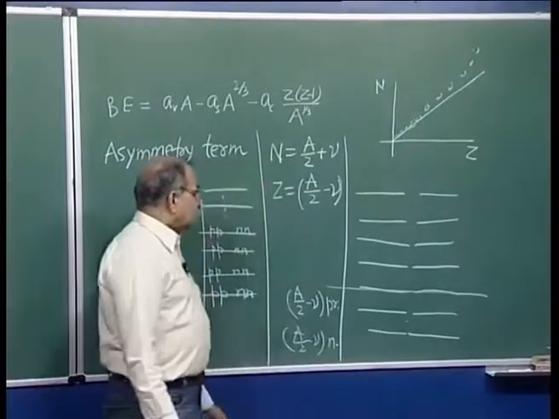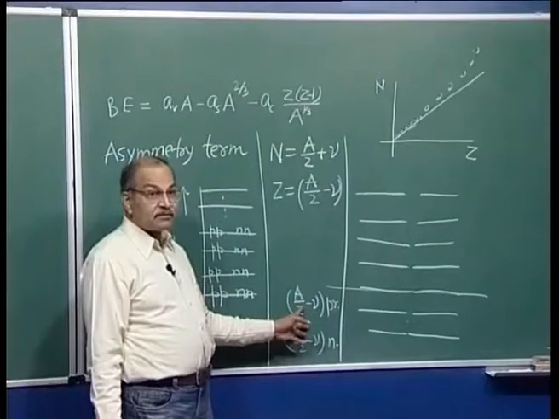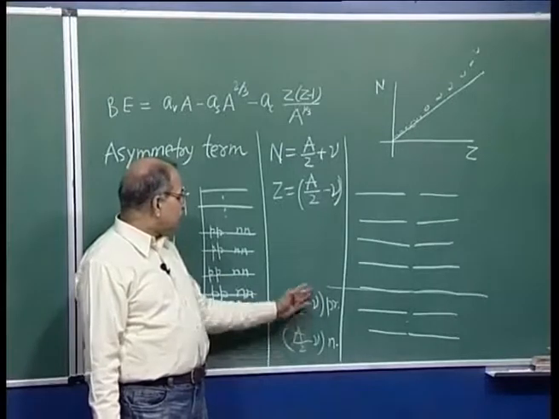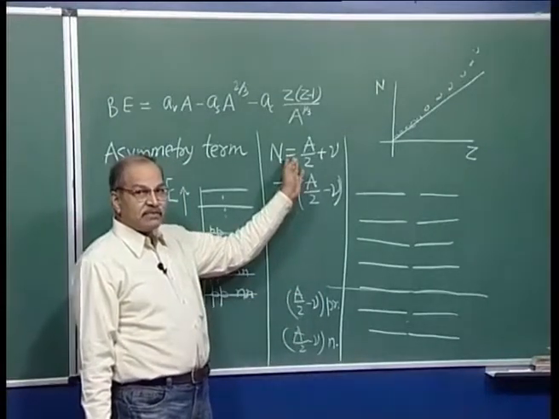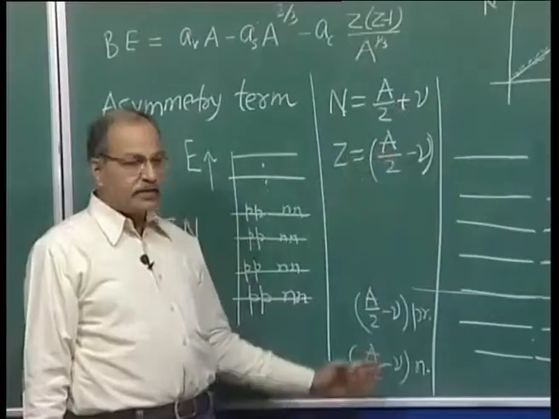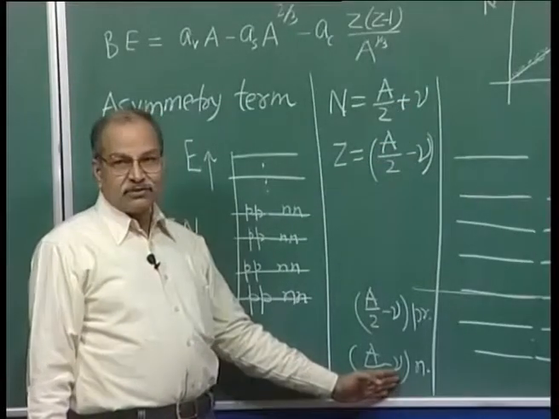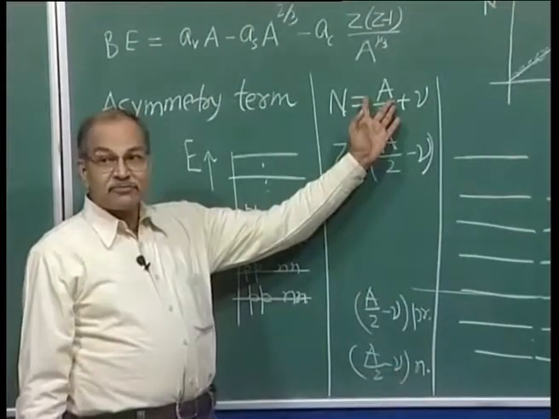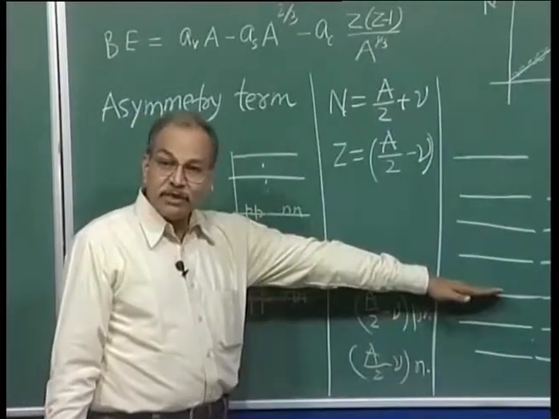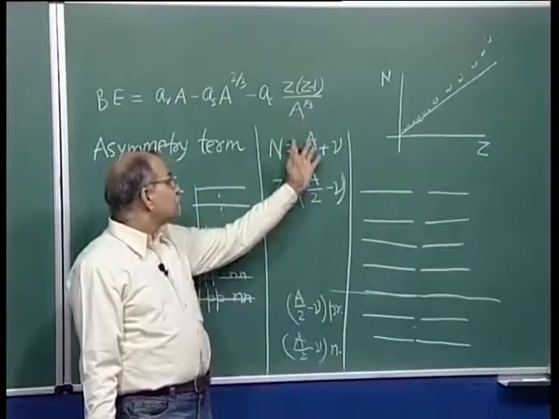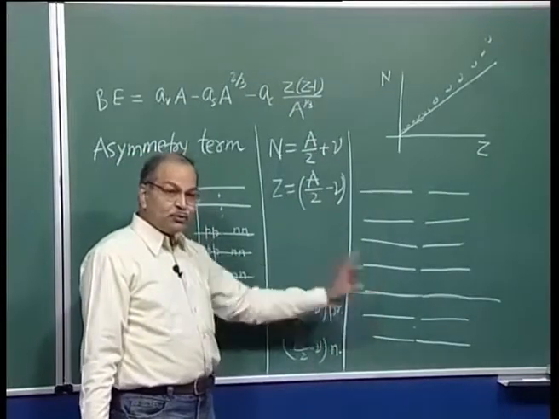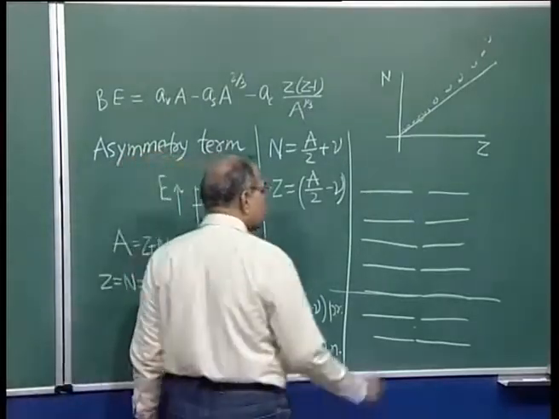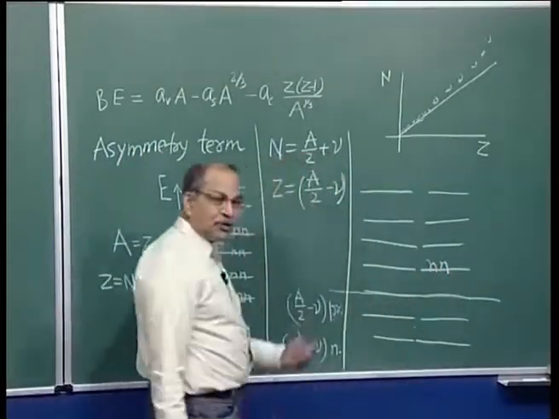How many neutrons are left? You have put all these protons and the same number of neutrons, but the number of neutrons you have is A by 2 plus nu. You have already accommodated A by 2 minus nu. So, how many are left? 2 nu, right. This is the total number of neutrons, and I have already accommodated up to here. So, what is left? The total number minus the number I have filled up. 2 nu neutrons are still there to put. Where do I put them? I will have to put them here, only 2 of them.